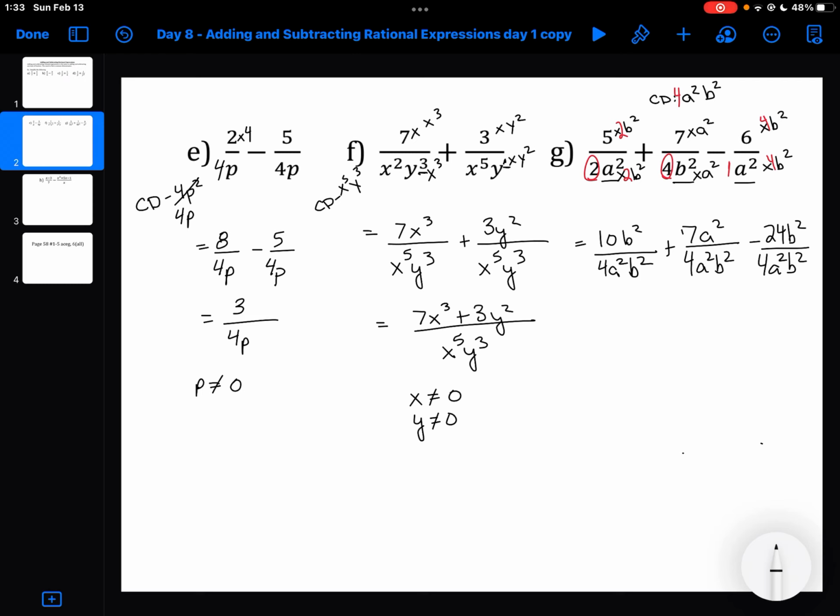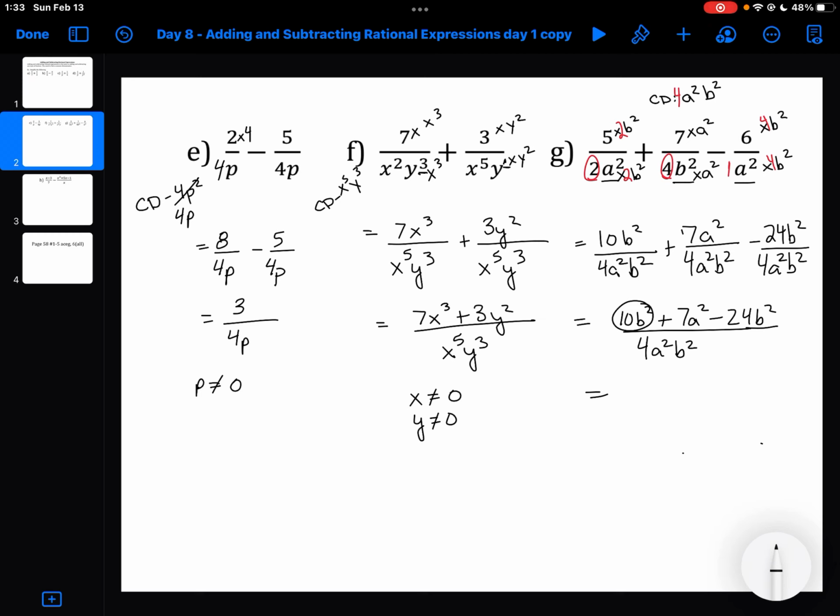You can always check to make sure you've multiplied correctly by reducing each of these expressions, and you should get back to the original question. Okay, so now my denominator is the same. So I can add or subtract the numerators together depending on what the sign says. So I've got 10b squared plus 7a squared minus 24b squared.